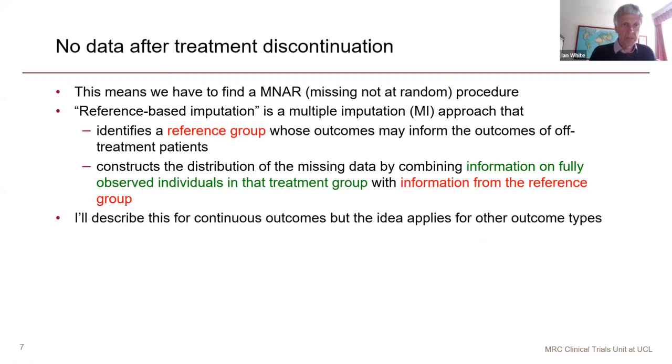I'm going to talk for a little bit about reference-based imputation, which is an idea that identifies a reference group whose outcomes may inform the outcomes of off-treatment patients. This is usually the control or placebo group in a study. It constructs the distribution of the missing data from which we're going to do the imputation by combining information on fully observed individuals in that treatment group with some information from the reference group. The next few slides should make that a lot clearer.